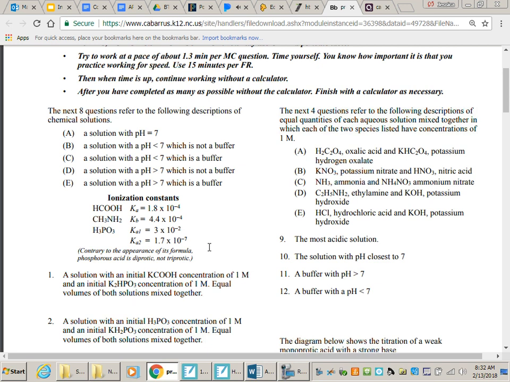Why is B the most acidic? Nitric acid is your strong acid. I don't think you had any other strong acids. Oh, you did right here, but E is strong acid and strong base, so it's going to come to a more neutral state. 10, closest to 7. I just answered that for you, right? E. 11.